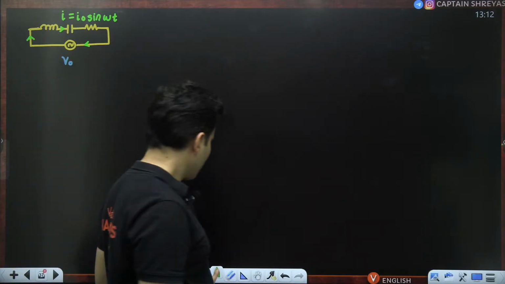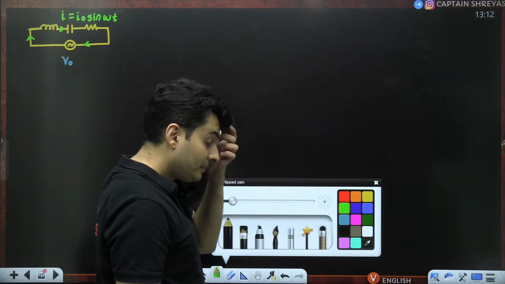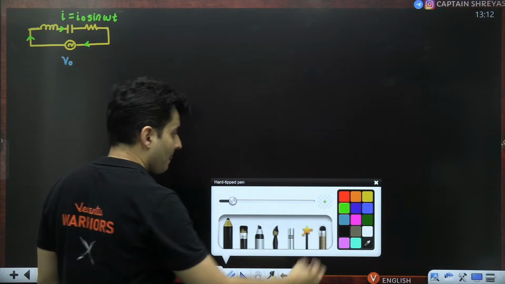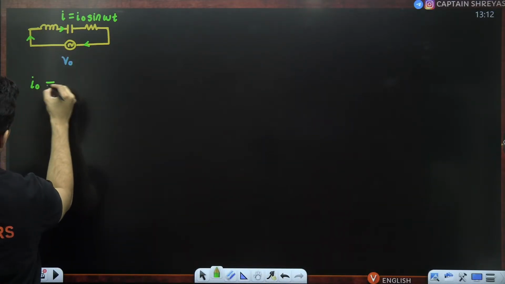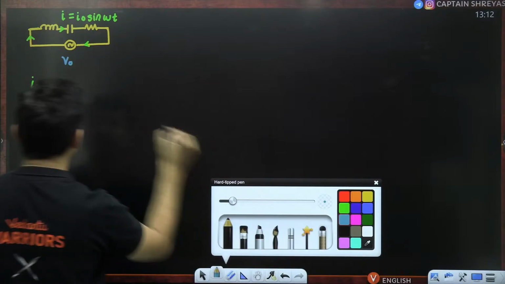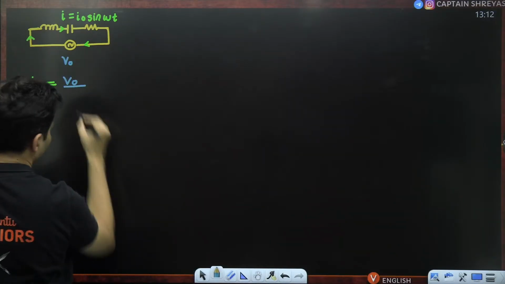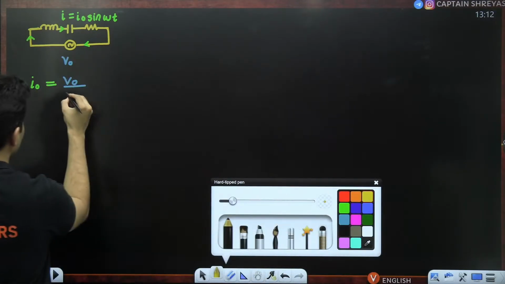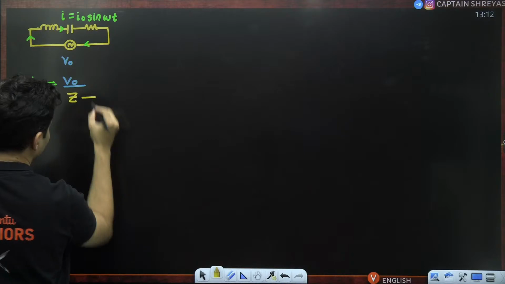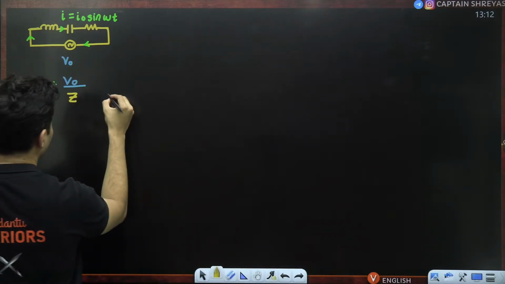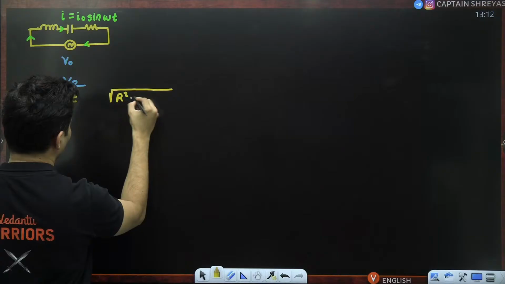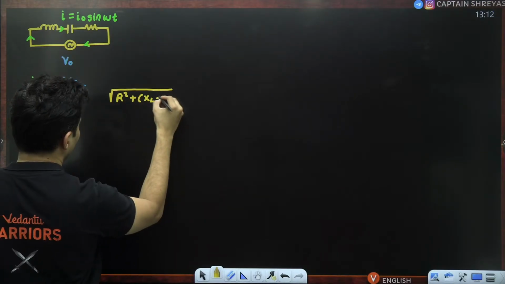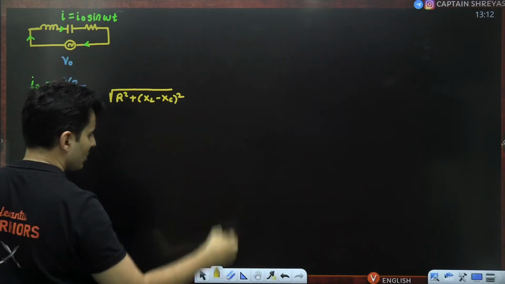Okay. Now, imagine I calculate the maximum current, which is nothing but V0 by Z, but this Z itself has a value which is root of R square plus (XL minus XC) whole square.